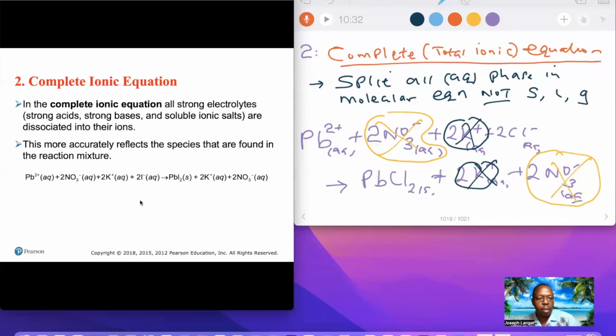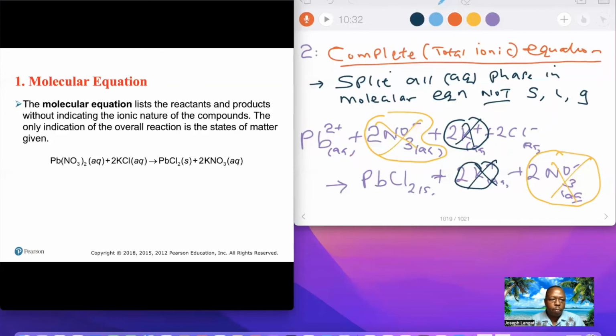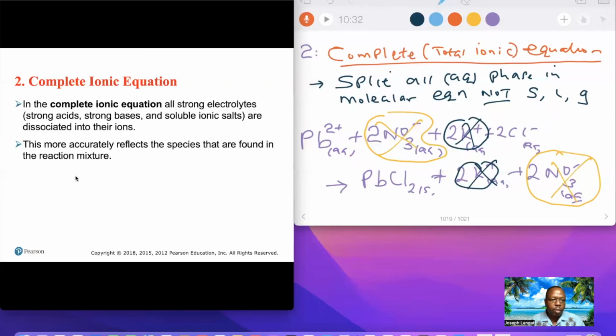The rest can just be split into cation and anion. And please take note of the subscript here. It will change to a coefficient. These are two nitrates, but it just changed to a coefficient in the complete ionic equation. Complete, you don't do anything else, that's the complete ionic equation.